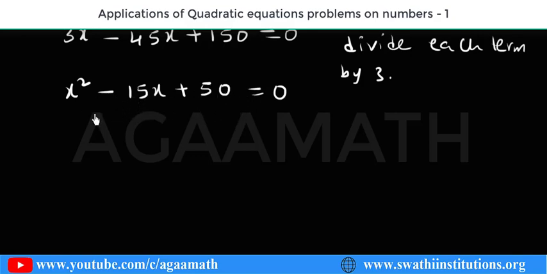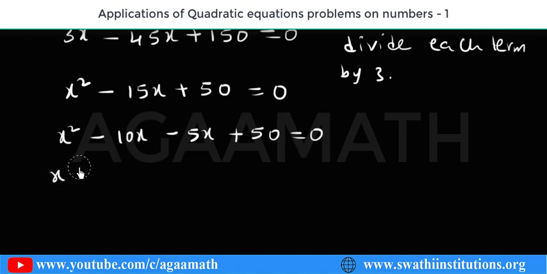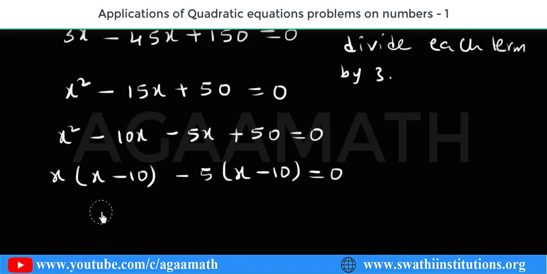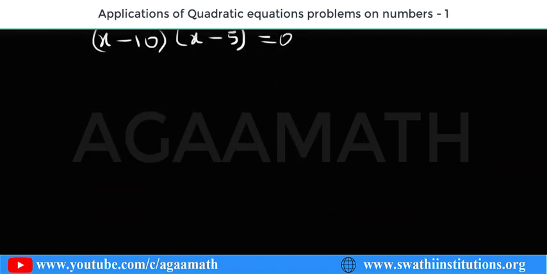Now you have to find the roots of this quadratic equation. You can use either the factorization method or the completing square method, or using the formula also you can do it. Here I use the factorization method, so that is x square minus 10x minus 5x plus 50 equals 0. Here x is common, so x minus 10, plus, it is minus 5 of x minus 10 equals 0. In this case, x minus 10 is common, so x minus 5 is left here equals 0. So finally with this we understood that x equals 10 or x equals 5. So these are the two values which we would like to take.